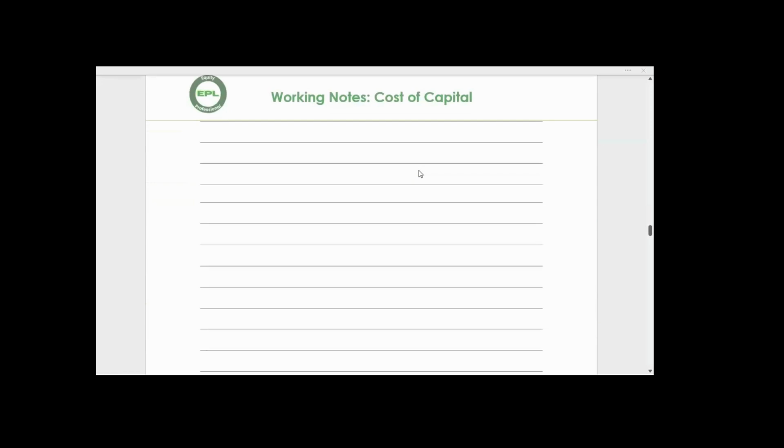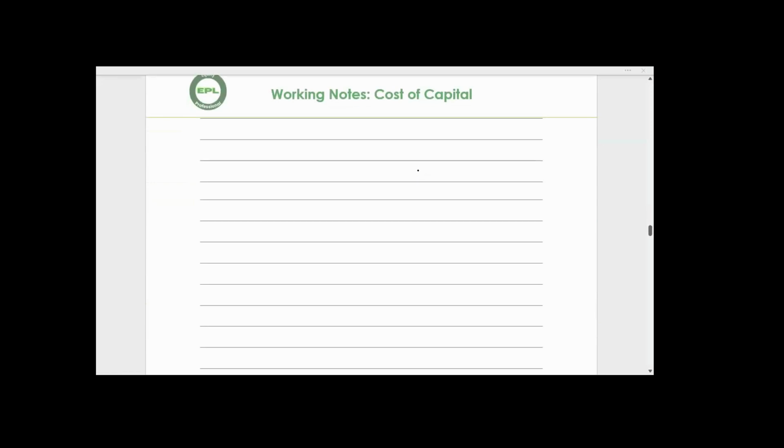Okay, so let's talk about weighted average cost of capital of the combined activities, which I usually call WACOCA.